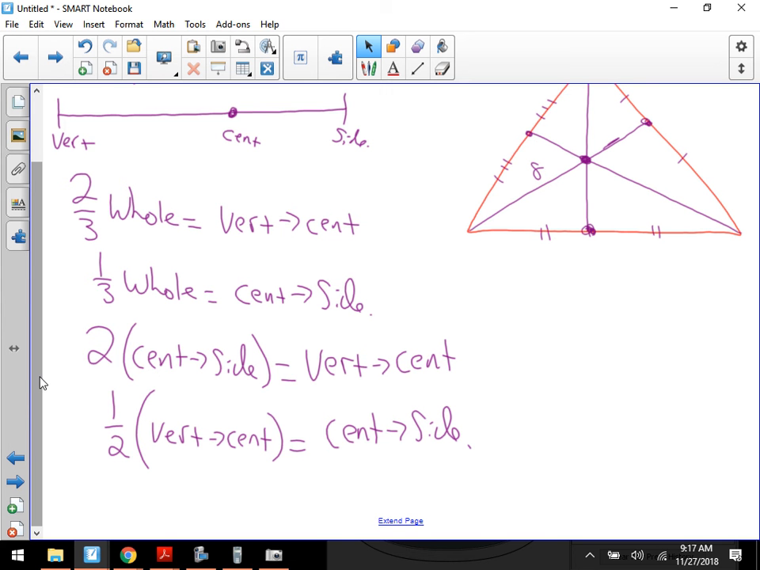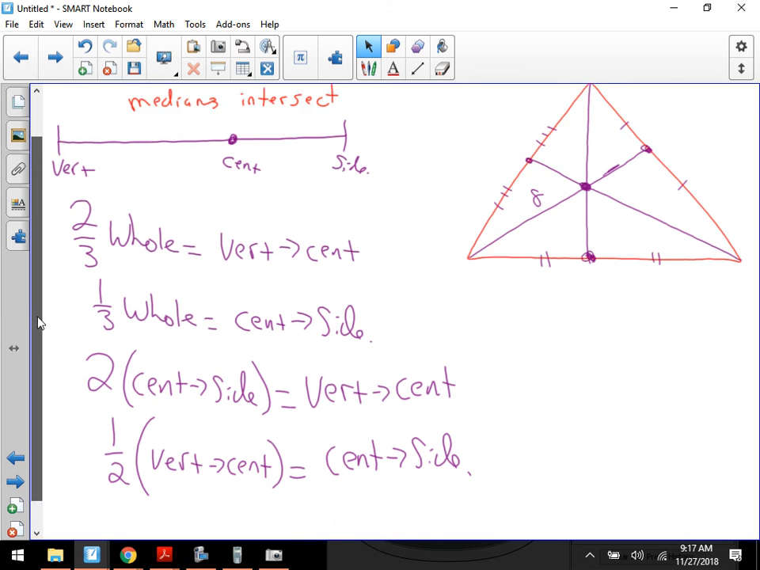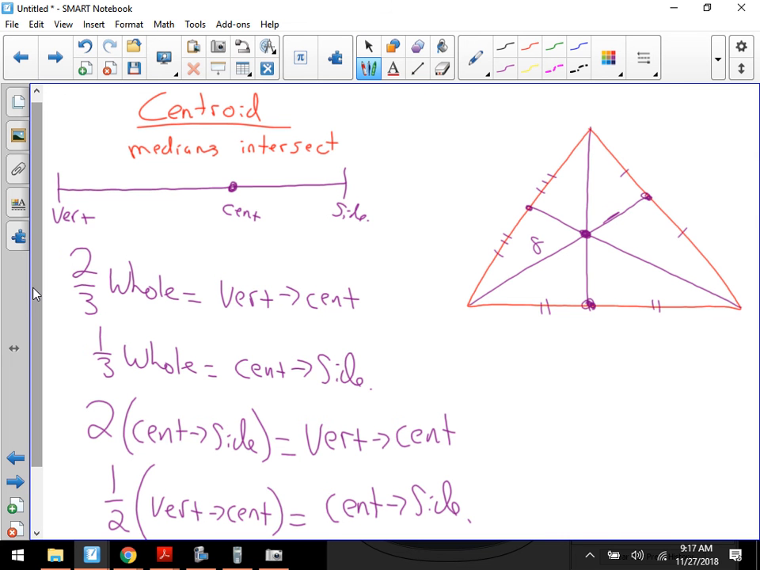So, as I said, it just looked like it was awful, but remember, it was more along the lines of, okay, if this much here is 5, is that the whole thing? Is it vertex to centroid or is it centroid to side? Okay, what do I do to it to figure out the vertex to centroid? Double it. All right, what's double 5? 10, which makes the whole thing.